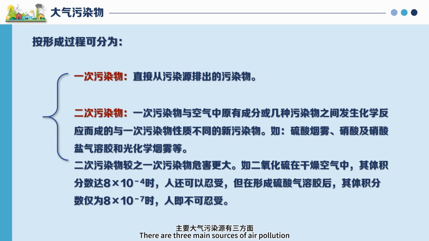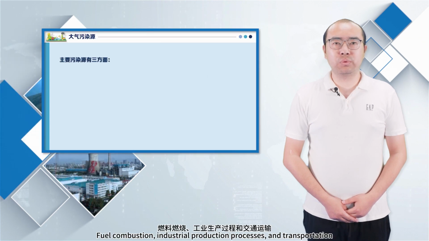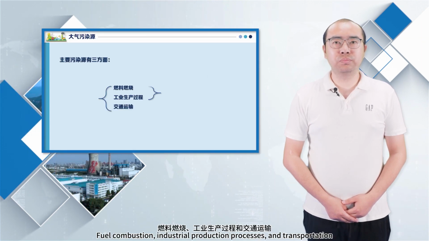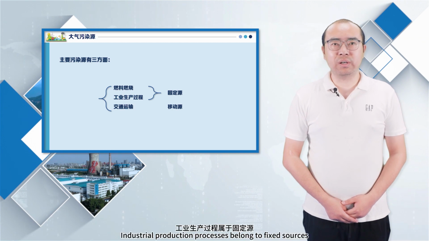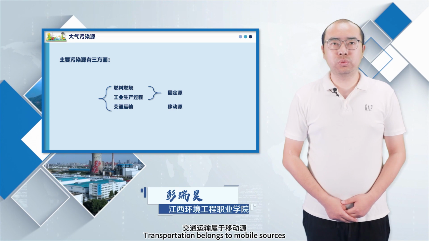There are 3 main sources of air pollution: fuel combustion, industrial production processes, and transportation. Among them, fuel combustion and industrial production processes belong to fixed sources. Transportation belongs to mobile sources.